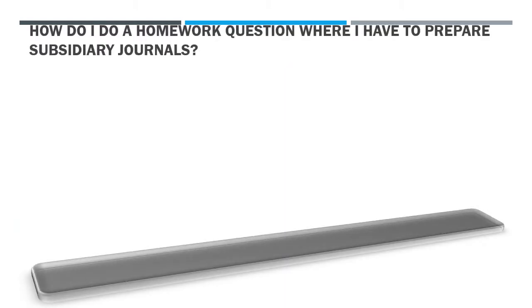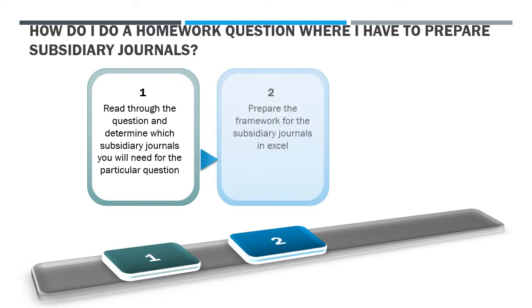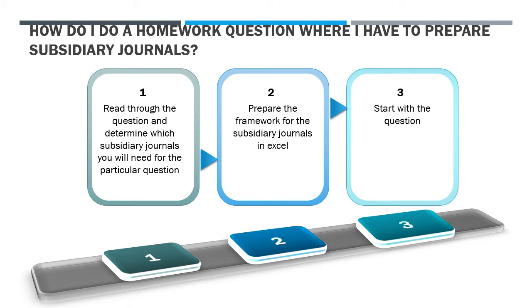What are the steps that we have to follow when I have to prepare a homework question with subsidiary journals? The first step is to read through the question to determine which subsidiary journals you will need for the particular question. The second step will be to prepare the framework for the subsidiary journals in Excel. And then lastly, we will start with the question and complete the question.